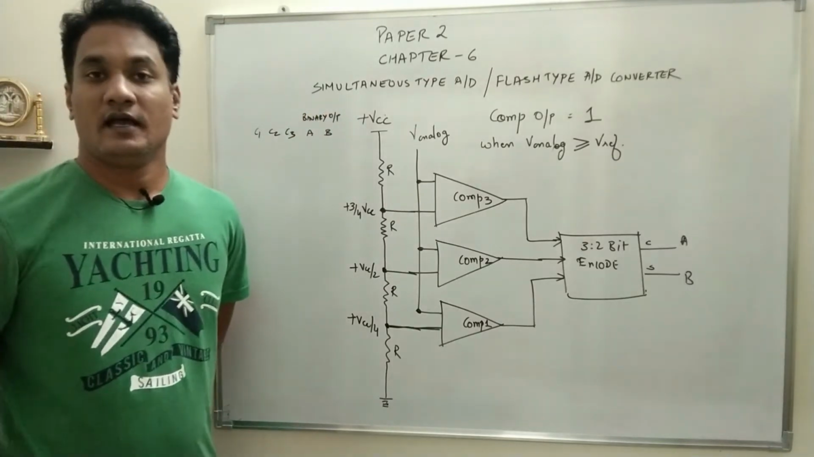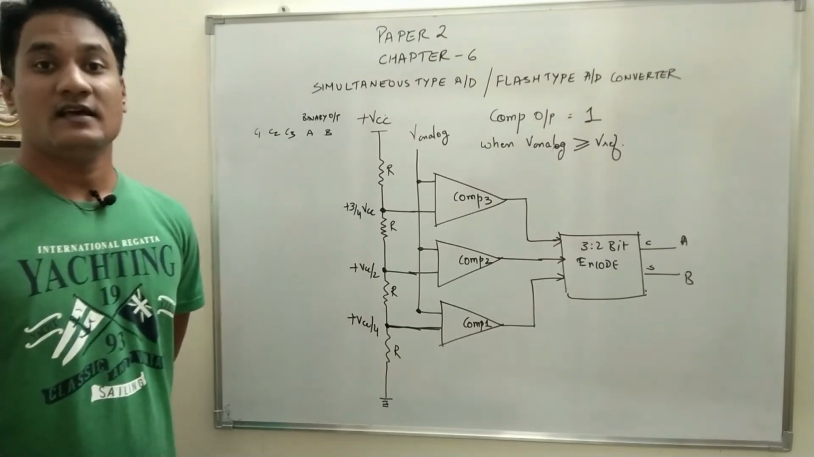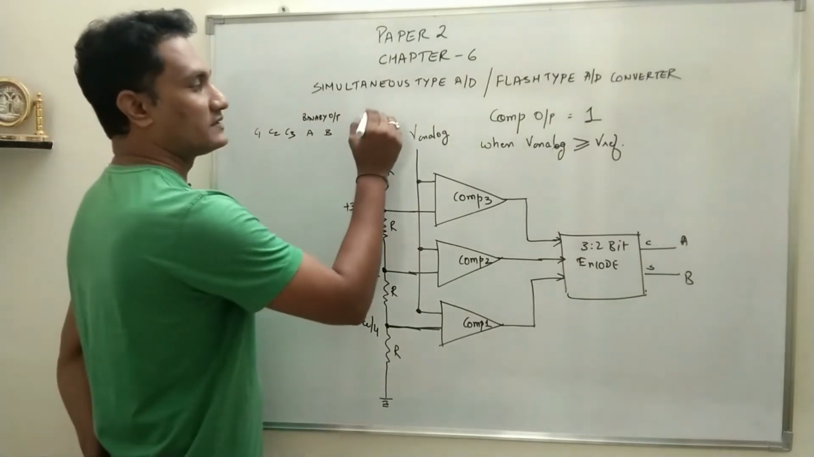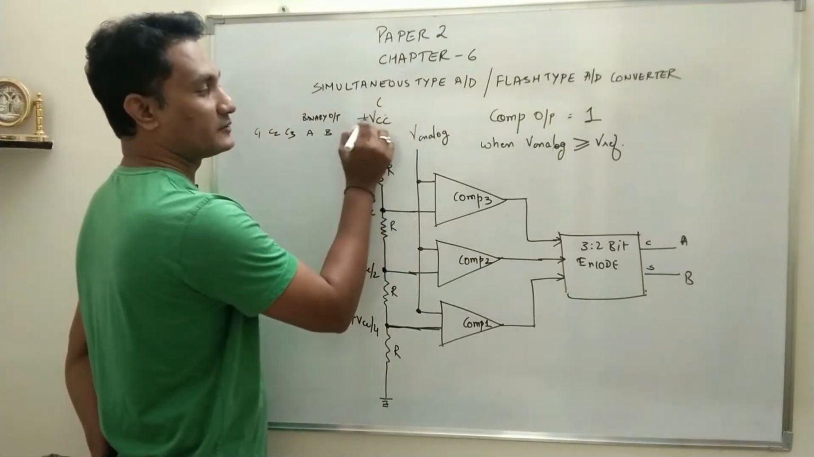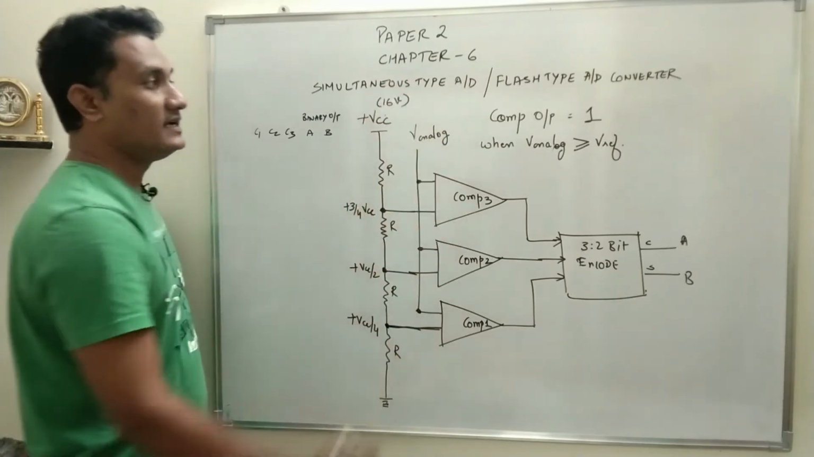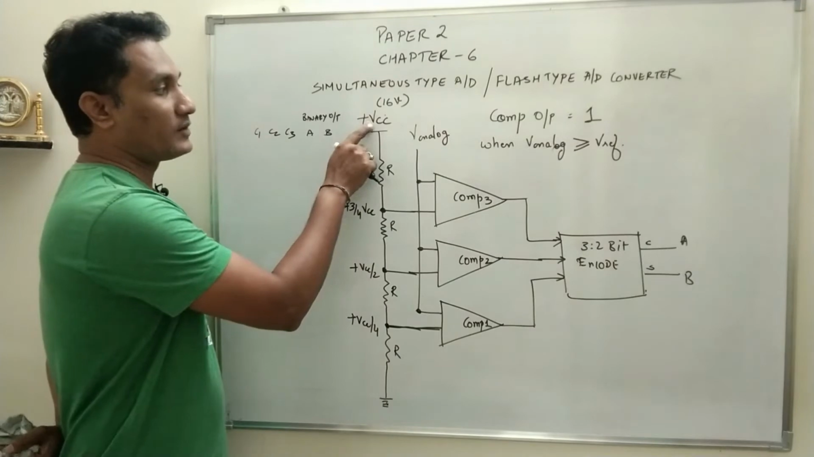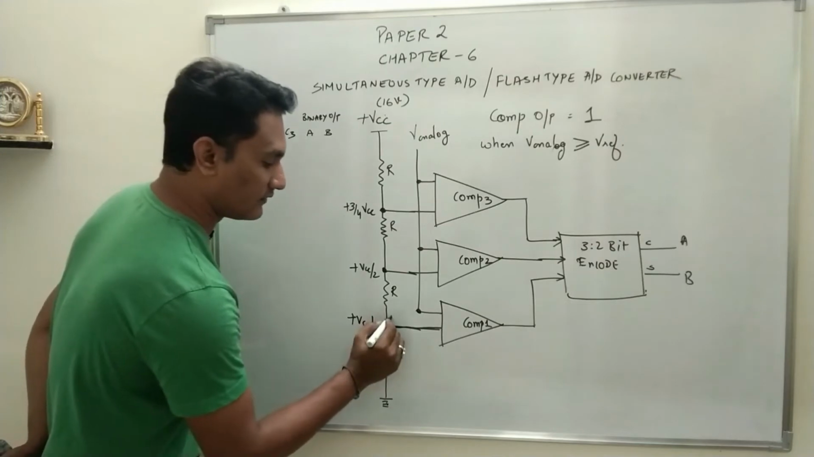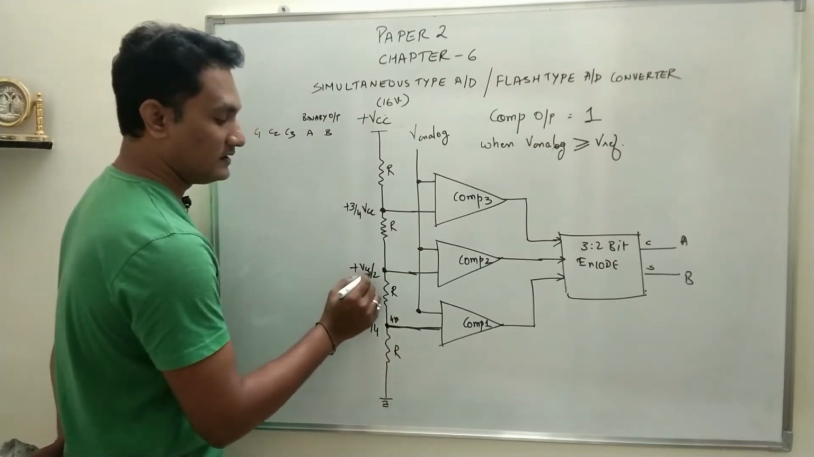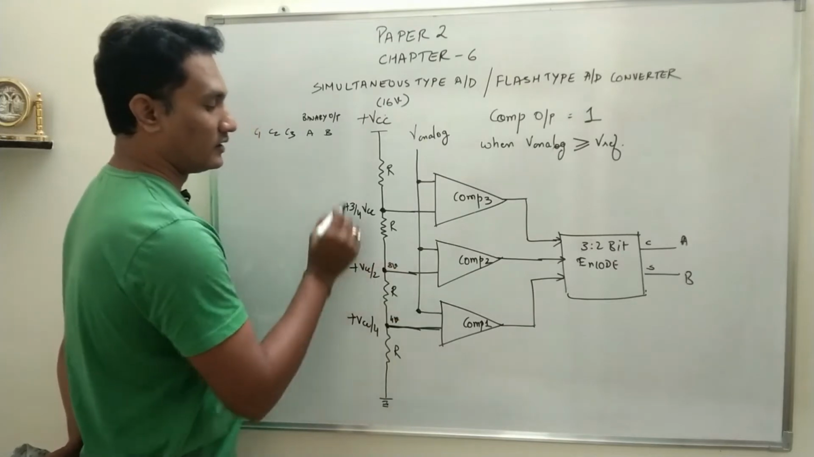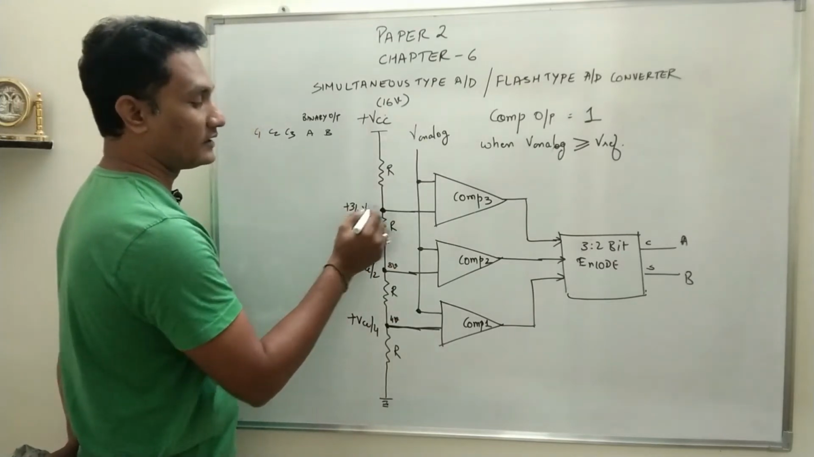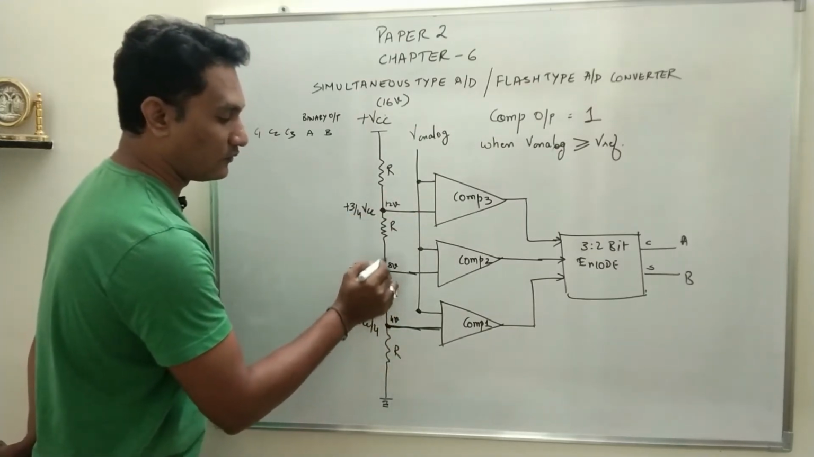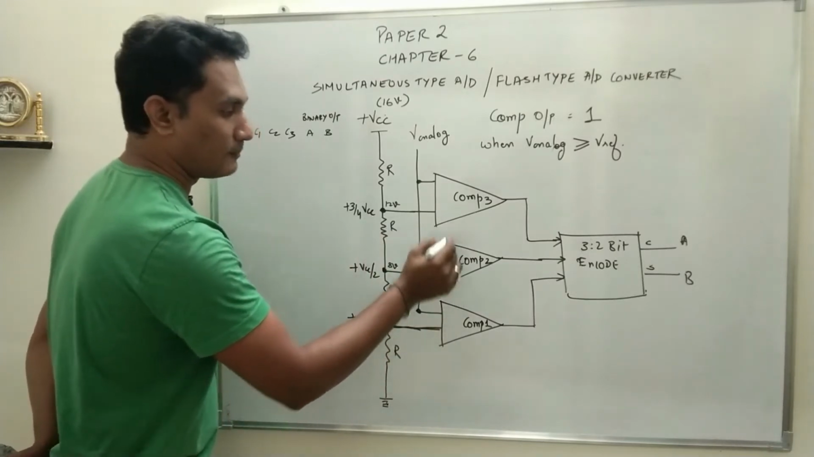Let us take an example and try to understand how exactly the analog voltage will be converted into its equivalent binary data. Instead of the generalized plus VCC, I'll take that voltage as 16 volt. So what will be the VCC by 4? 16 by 4, the reference voltage here will be 4 volt. 16 by 2, the reference voltage will be 8 volt. 16 into 3 by 4, the value will be 12 volt. So now the reference voltages have been specified: 4 volt, 8 volt, 12 volt for comparator 1, comparator 2 and comparator 3.